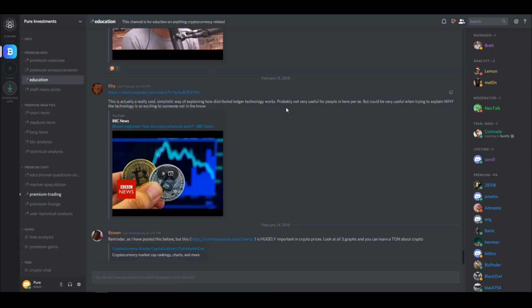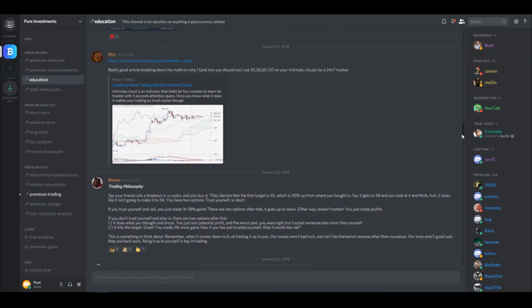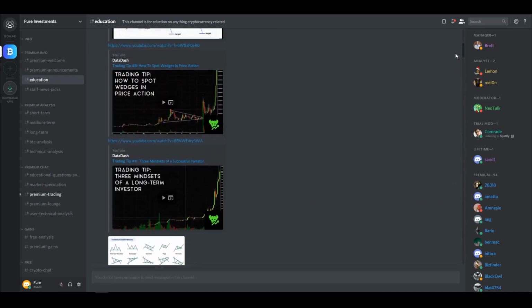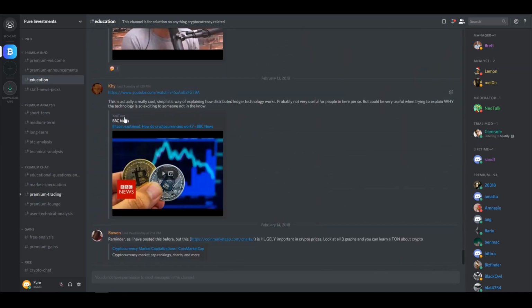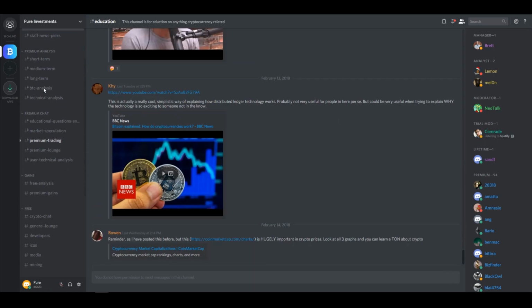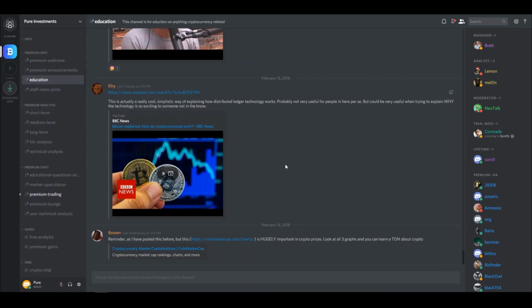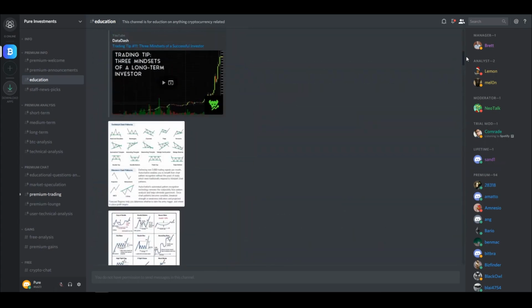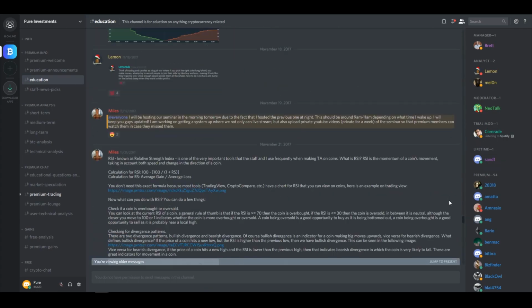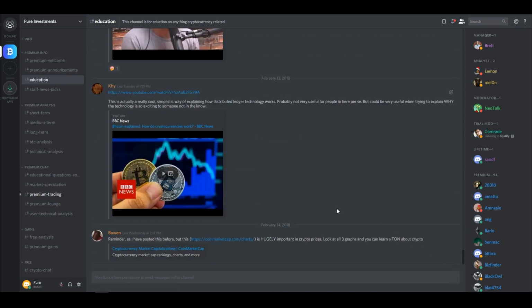Past that, we have this education section, which is just various articles, news and information that can be utilized to help you learn as you go. This is going to be a good area for you when you first come in. You can see it goes back pretty far and it'll keep loading more if I let it. This is going to be the primary bread and butter if you're coming in as a new member who's never really traded any form of market before, whether it be stocks, cryptocurrencies, forex, whatever you want to trade.